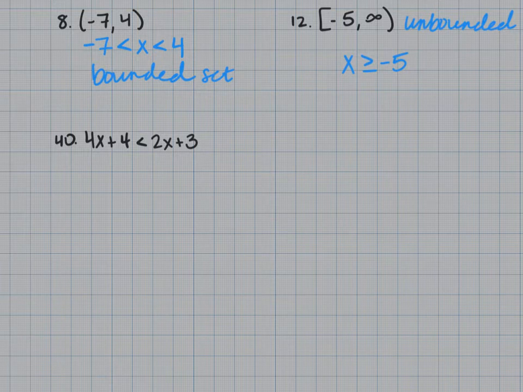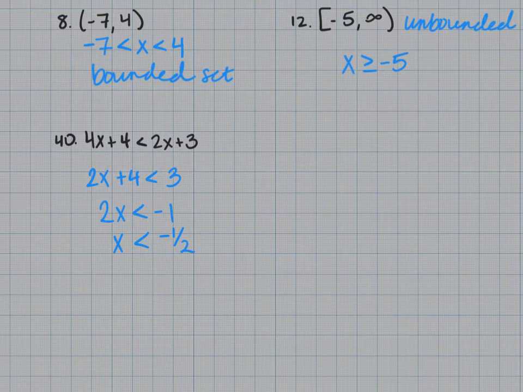So the first thing I'm going to do is use some of those strategies that we did in the previous lesson. And I'm going to subtract 2x from each side. So I get 2x plus 4 is less than 3. Then I'm going to subtract 4 from each side. So I get 2x is less than negative 1. And I'm going to divide both sides by 2. So I get x is less than negative 1/2.